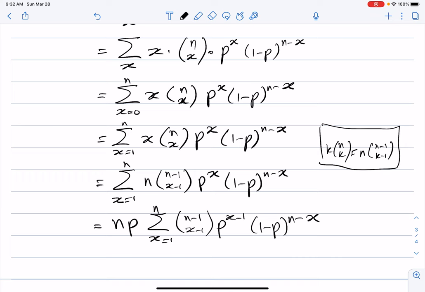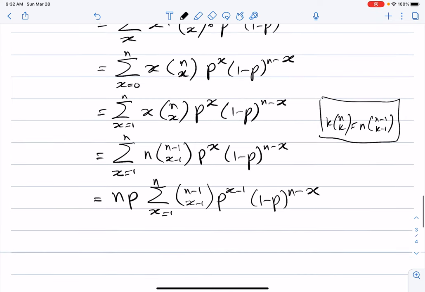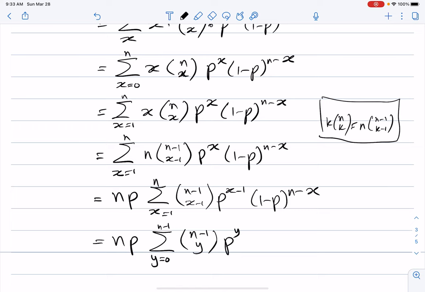Okay? So if I look at it like this, I can just manipulate the indices. So this is np. Notice that the indices are from 1 to n. I can actually change them, and I will choose now a different symbol here. I can choose from 0 to n minus 1, and this becomes n minus 1 choose y, p to the y, and 1 minus p to the n minus 1 minus y. So I replaced x minus 1 by y. This is why now y goes from 0 to n minus 1.